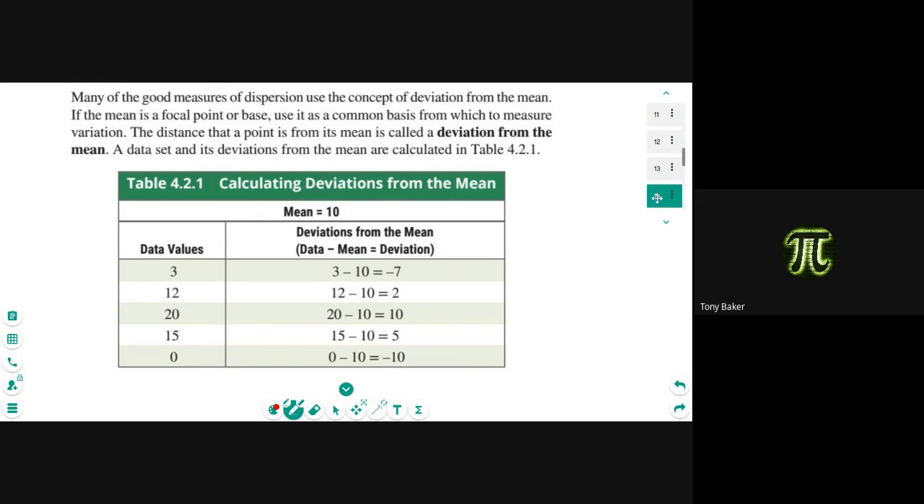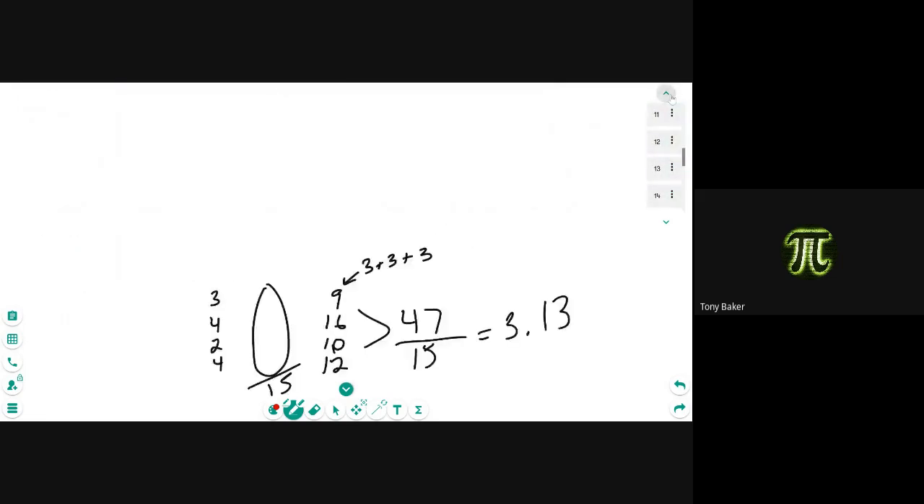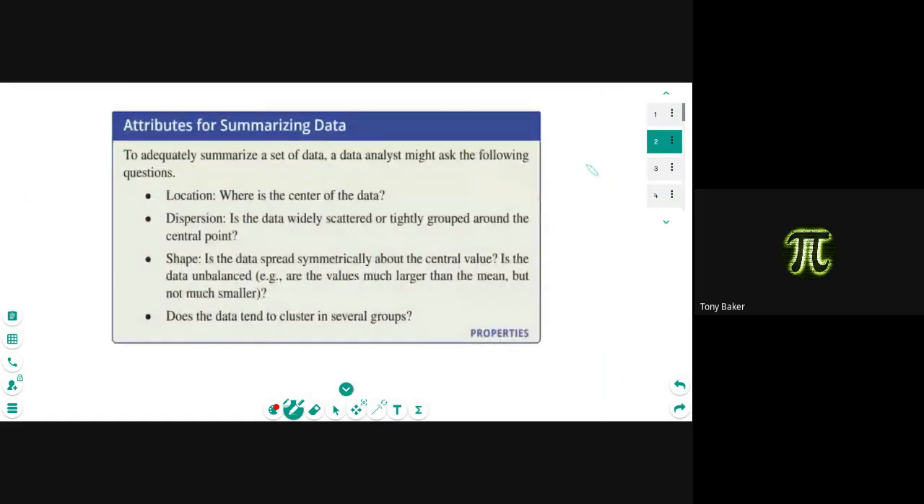All right. So far, if we look at what I started with at the very beginning, we've done location. We looked a little bit at shape, but we basically looked at location. That was the mean, median, and mode. Now we're going to look at dispersion.